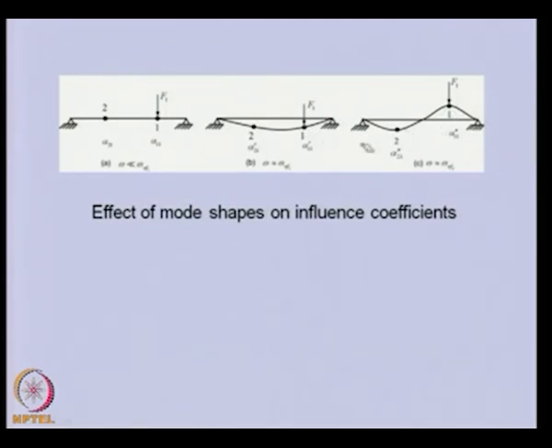So this figure illustrates how the influence coefficient will be different for different speeds, especially when we are at different modes. And we need to calculate these influence coefficients for all such speeds or modes of operation in which we want to operate the rotor.